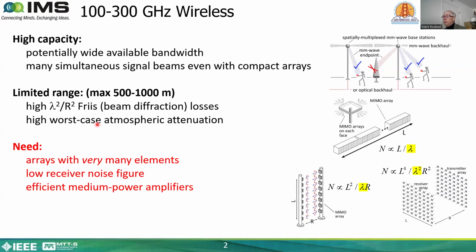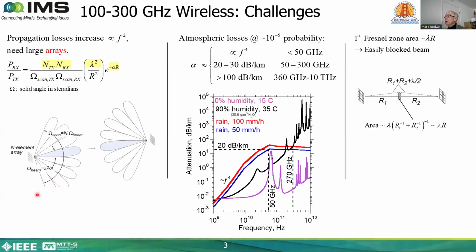So to build such systems, we need to produce a large ratio of received to transmitted power by building arrays with very, very many elements. We need to build receivers that are very sensitive, which is to say with low noise figures. And we need to have transmitters that have moderate output powers and high efficiencies.